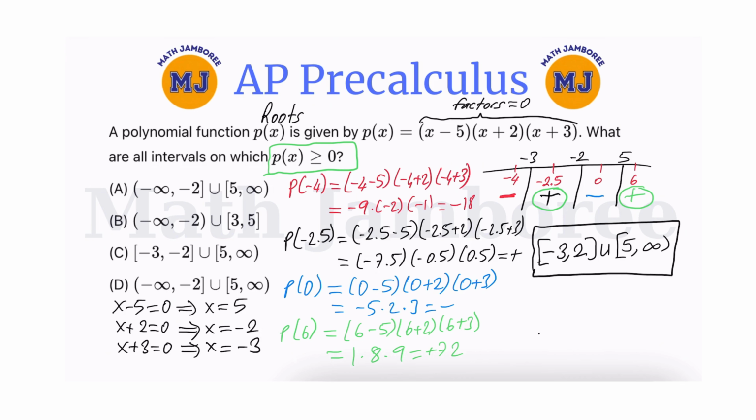And look at the choices. Negative infinity to negative 2, they said no. Some part of it is negative, so it must be all intervals, so A is not. Negative infinity to negative 2 again, some is negative. Negative 3 to negative 2, union with 5 to positive infinity. This is the answer we were looking for. And negative infinity to negative 2 again. This is not the answer. So the correct answer for this specific question is choice C.